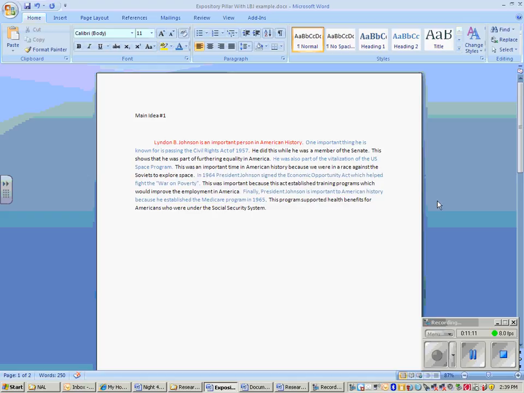So, just to review what I said at the beginning of class, when you come to class tomorrow on Wednesday, you will have 4 signatures on your expository pillar page. If you have 4 signatures, you'll be allowed to go to a computer and begin typing your paragraphs. You will then have 2 paragraphs by the end of class, and it might take you a little bit of time on the Friday, and that's okay, to work on your paragraphs.